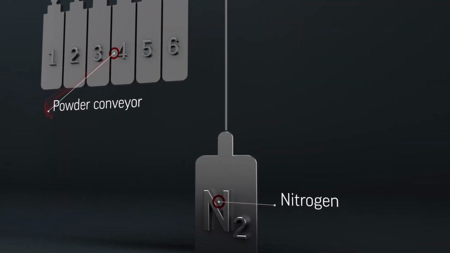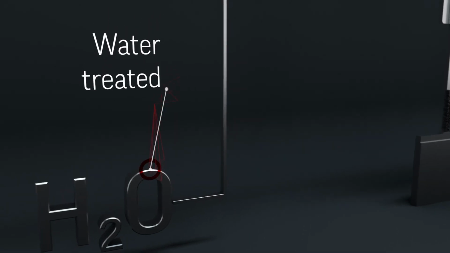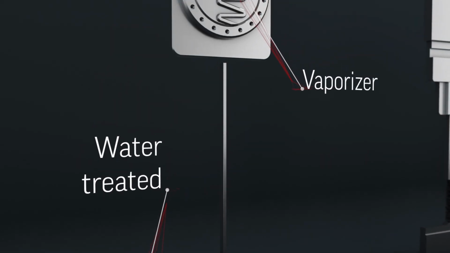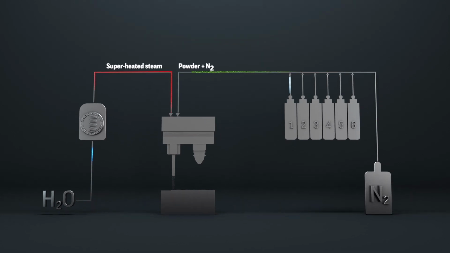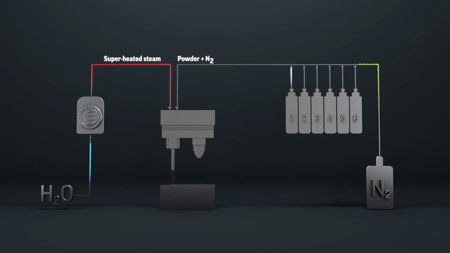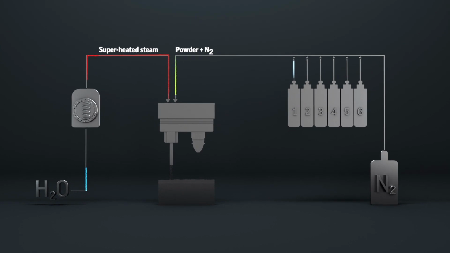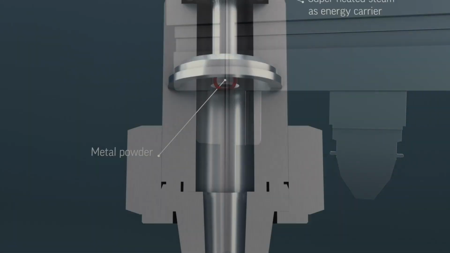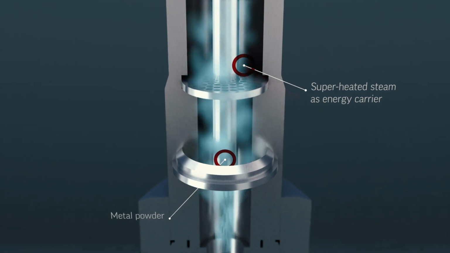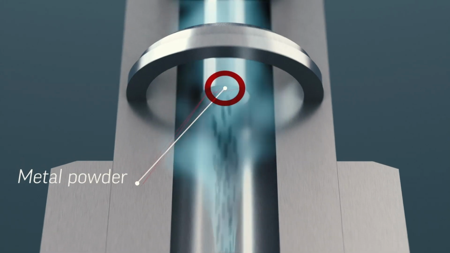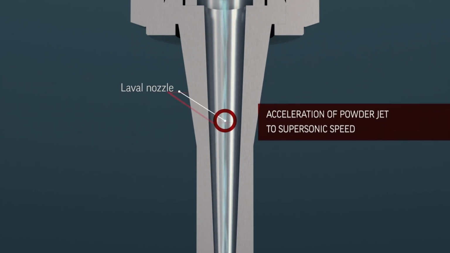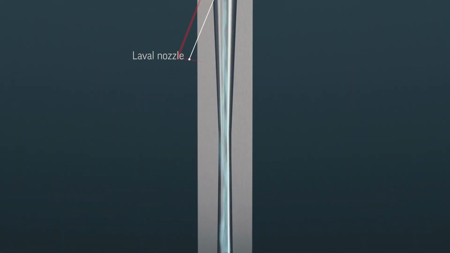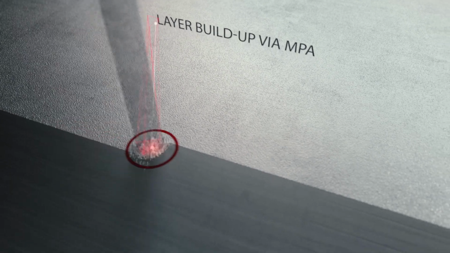In a carrier gas stream, metal powders are fed to the MPA deposition unit. Superheated steam serves as an energy carrier. The two streams of gas are combined in a de Laval nozzle. When passing through the nozzle, energy from the steam is transferred to the metal powder and the particles are accelerated to supersonic speed. A powder jet forms and creates a new layer of material on the component.